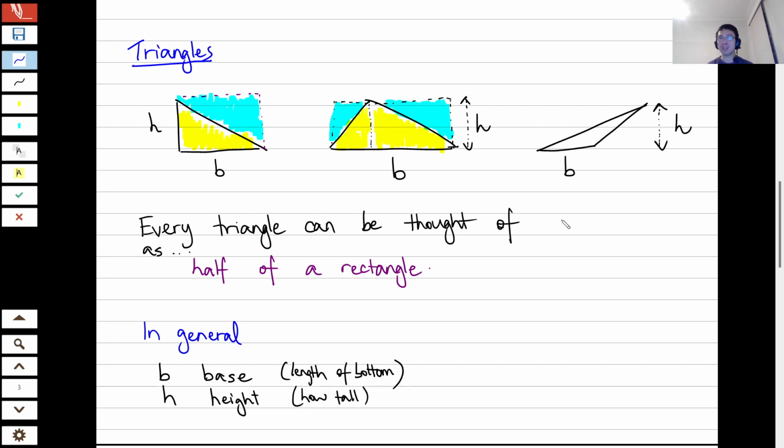But my claim is, even for a triangle like this one on the right, we still get half the area of a rectangle with dimensions B and H. So we just need to be a bit careful here. It's not this, it's actually this, because I just look at the base and the height. So this rectangle in purple is double the area of this triangle.